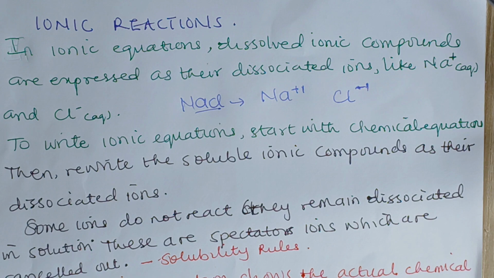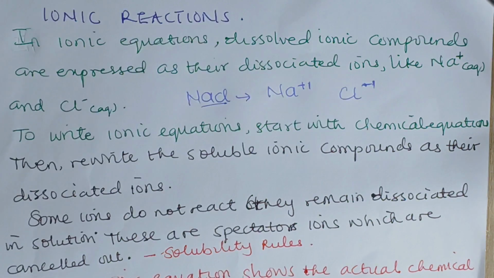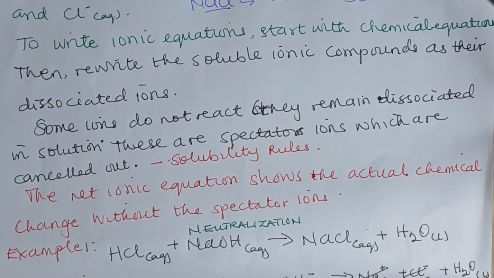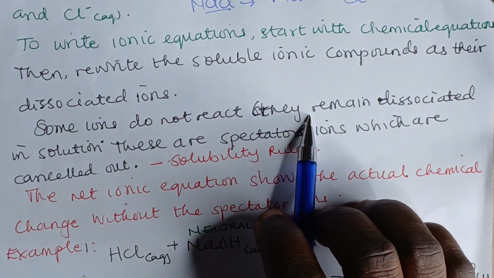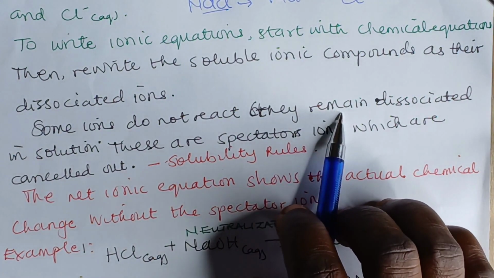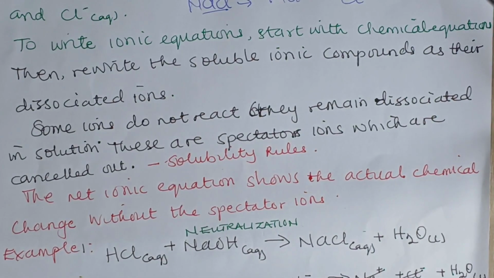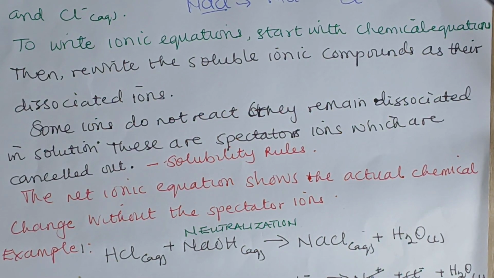So to write an ionic equation, we start with the chemical equation first. Then we rewrite the soluble ionic compounds as dissociated ions. Some ions do not react generally, so we need to understand the solubility rules. They remain dissociated in solution. We call them spectator ions, which are cancelled out.